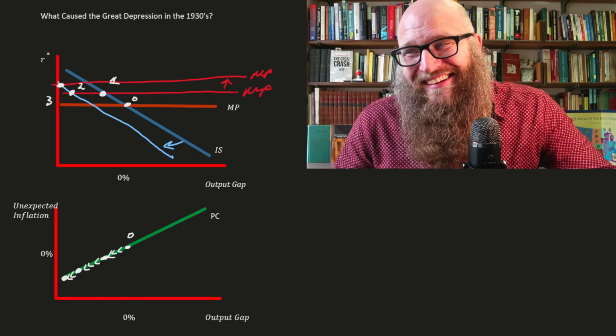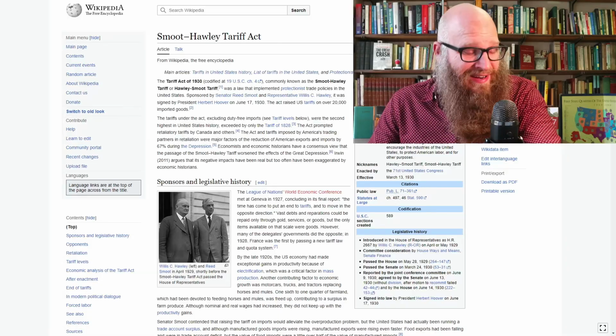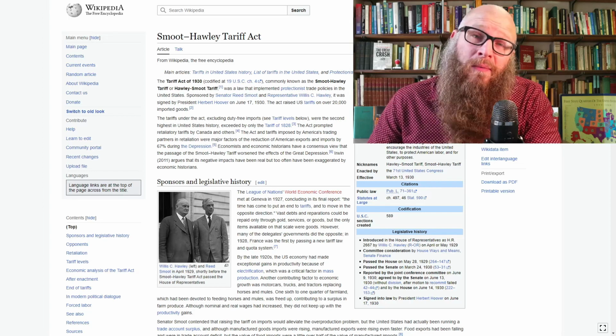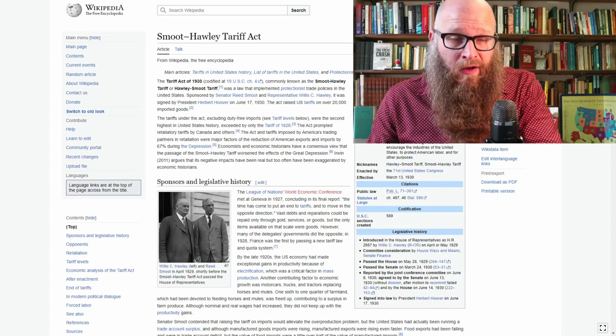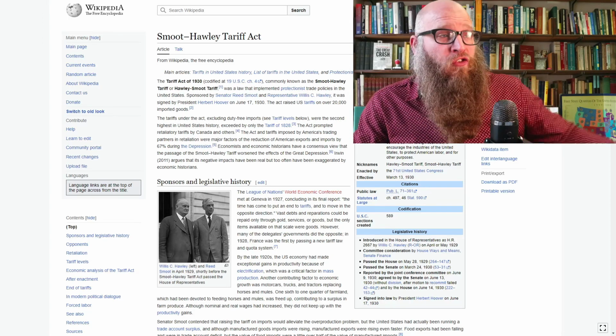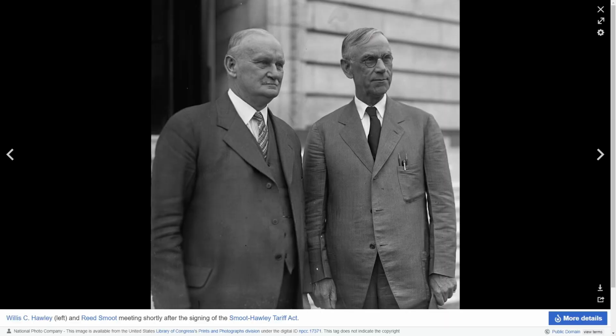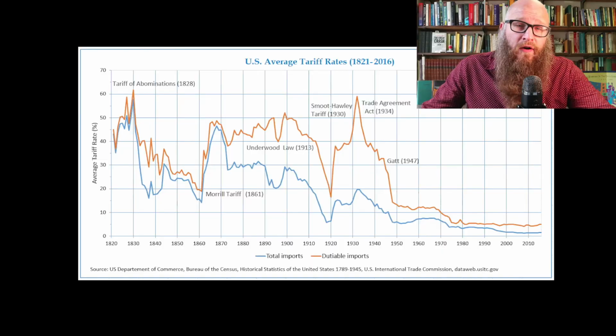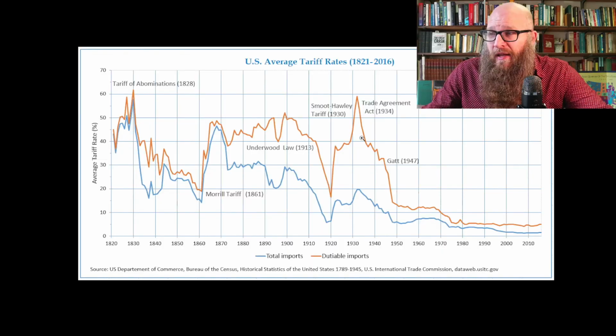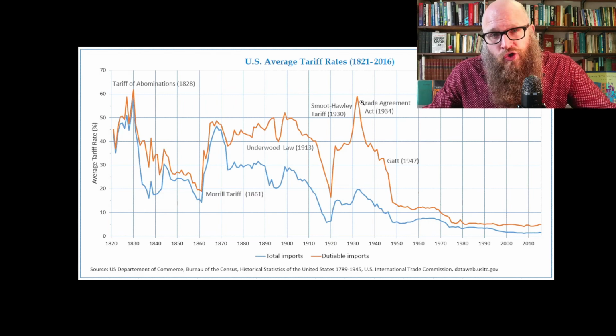Well, we're not done. In 1930, they wanted to decrease imports to help maybe boost exports to help us get out of the economy. And so they passed the very infamous Smoot-Hawley Act. Here is a picture of Reed Smoot on the right and Willis Hawley on the left. Here's a 150-year history of tariffs. We can see right here in 1930, they raised tariffs to 60%. It is a huge tax rate.